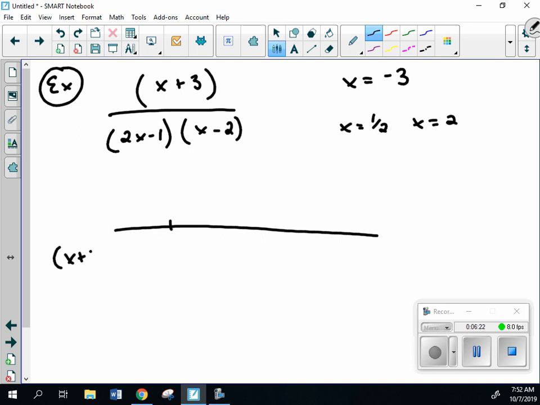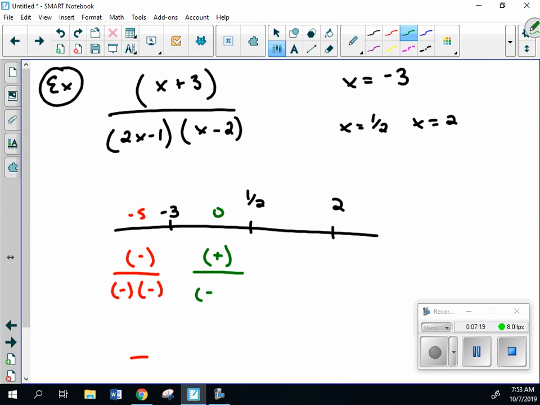We'll do this one a little bit differently. These are your options, your points of interest. If I pick a number less than negative 3, I always like to write down what number I'm choosing. If I pick negative 5, I set this up as a fraction. Negative 5 in the top gives me a negative, divided by a negative for the first factor and a negative for the second factor in the bottom. That gives me a negative over a positive, which is an end result of a negative. Now we switch over and pick a number between negative 3 and 1/2. I always like 0. On top I get a positive divided by a negative and a negative, so that results in a positive.